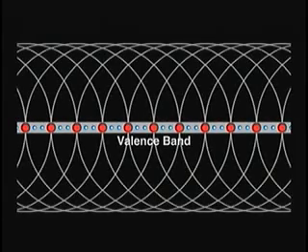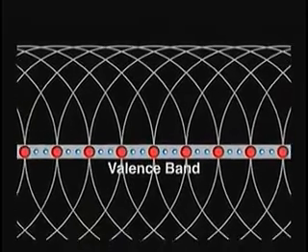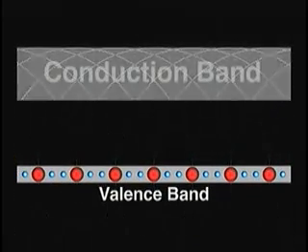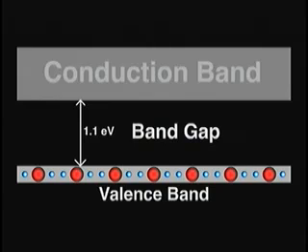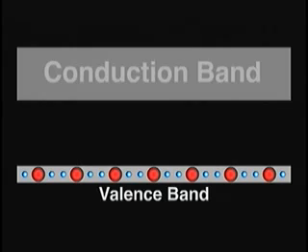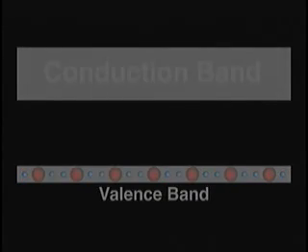Unoccupied atomic orbits with higher energy merge to form the conduction band. These 2 bands are separated in energy, much like the regions between the allowed orbits in the Bohr model of the atom. This energy difference is called the band gap and refers to an energy interval where no electron is stable. Since the silicon atoms in the crystal are electrically neutral, we will indicate this neutrality by graying them out.